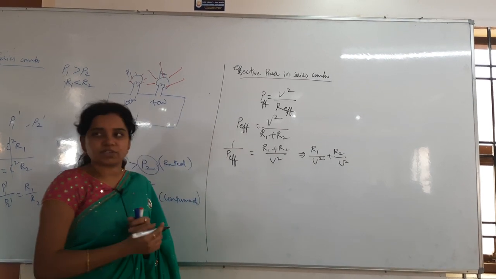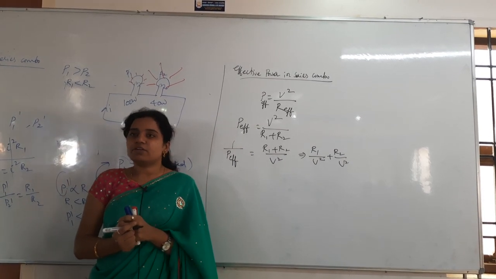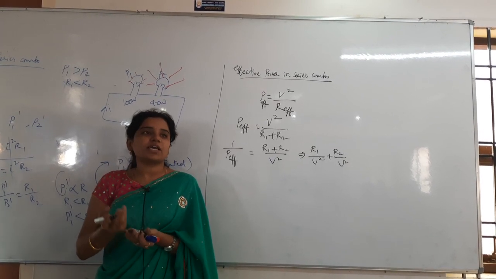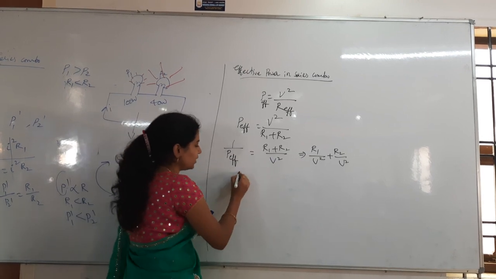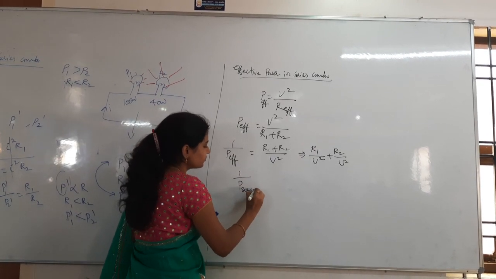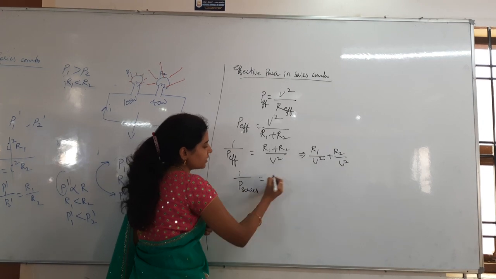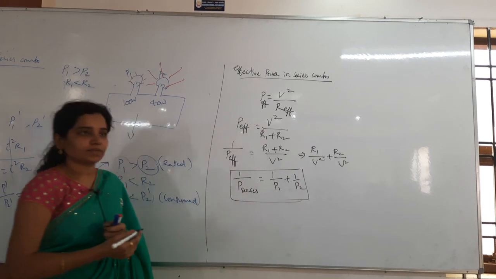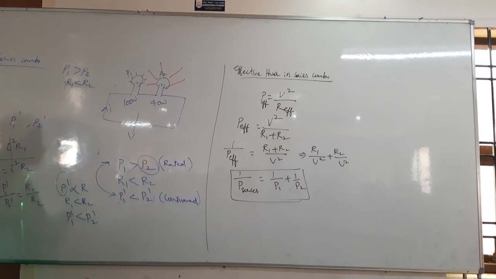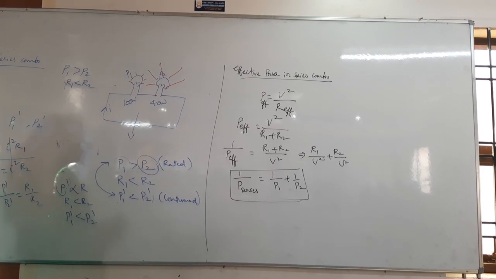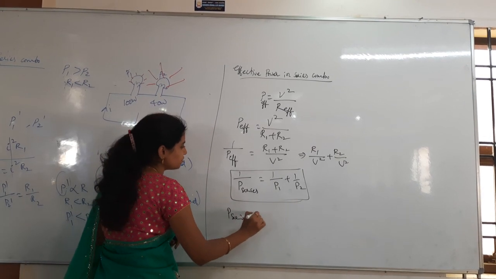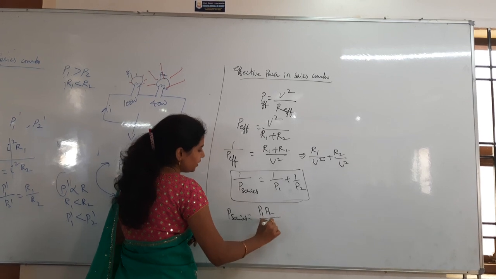What is R by V square? It is 1 by P. Why? Because P is equal to V square by R, then 1 by P is equal to R by V square only. So I can write 1 by P series equals 1 by P1 plus 1 by P2. That is the effective power in the series combination. So clearly, P series is equal to P1 P2 by P1 plus P2.